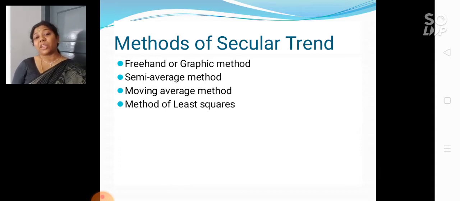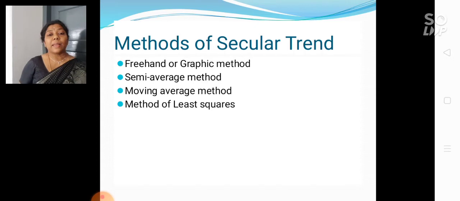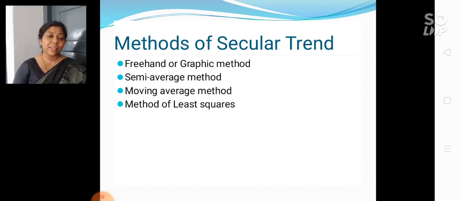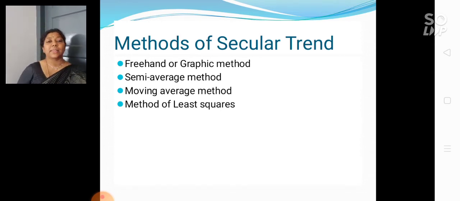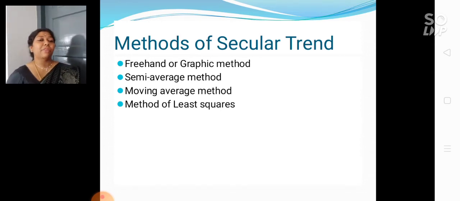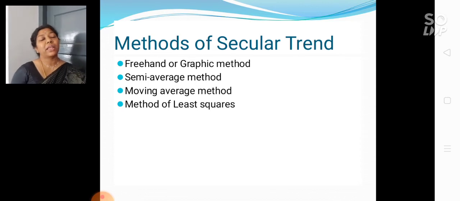The second one is the semi-average method. Semi-average method is nothing but, if we have 6 numbers, we divide them into the first 3 as the first part and the second 3 numbers as the second part. The first 3 numbers we add and divide by 3, and the second part we add the 3 numbers and divide by 3. That is called a semi-average method.